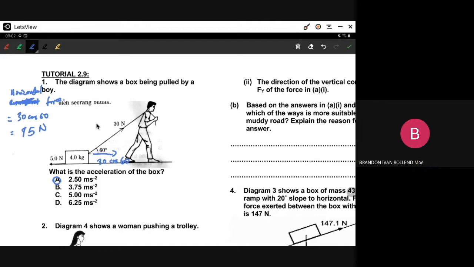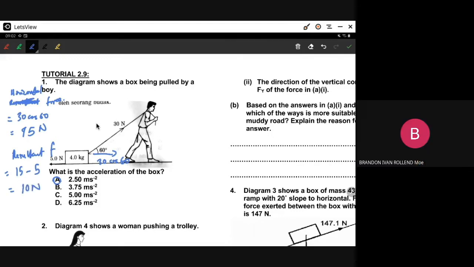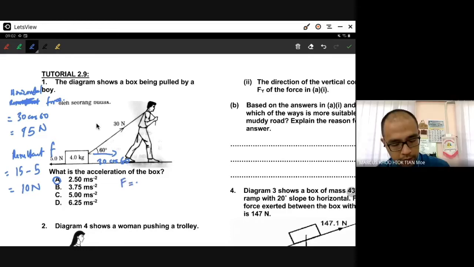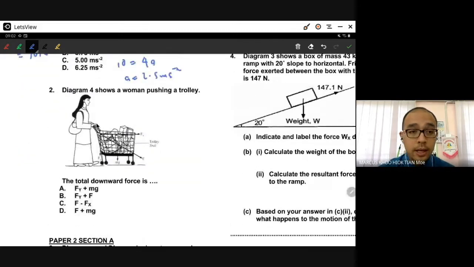The resultant force is 15 minus 5, which is the frictional force. Then you get 10 newtons, and then divide by the mass. F equals ma, so 10 equals 4 times a, so a equals 2.5. All right, very good. Excellent explanation.